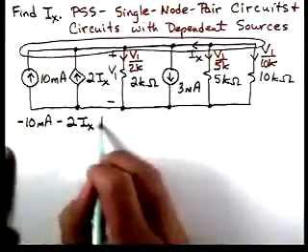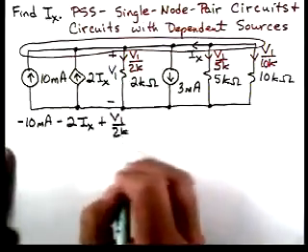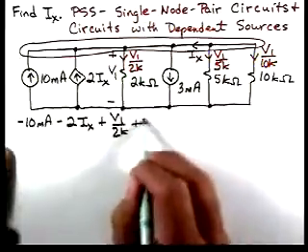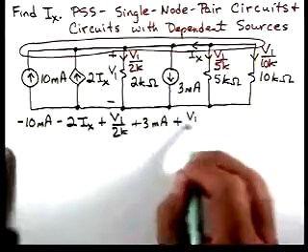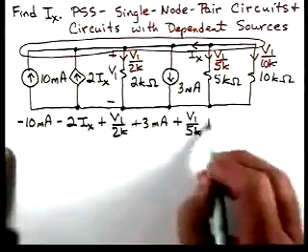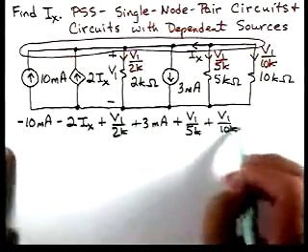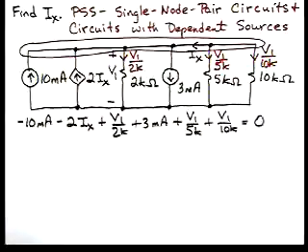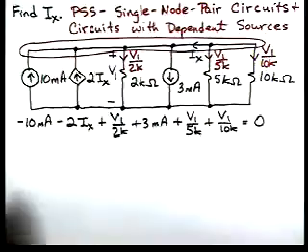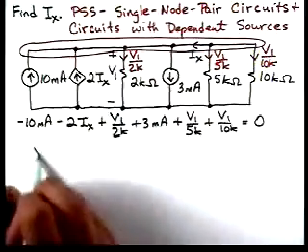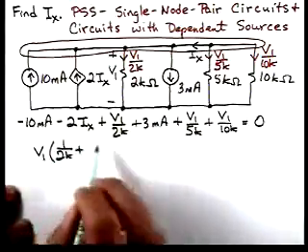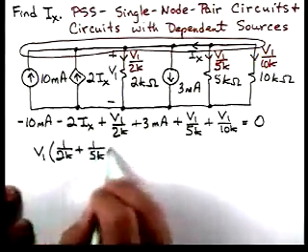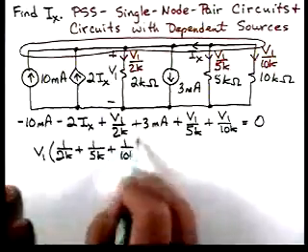Then we have V1 over 2K leaving. We have 3 milliamps leaving, and that's the source. Then we have V1 over 5K leaving, V1 over 10K leaving, and by Kirchhoff's current law, that has to equal 0. So if we collect up terms, we can rearrange the equation to be the following.